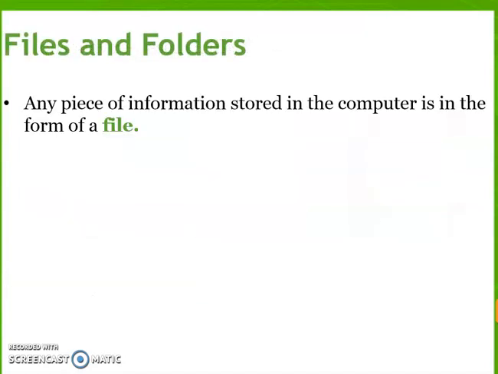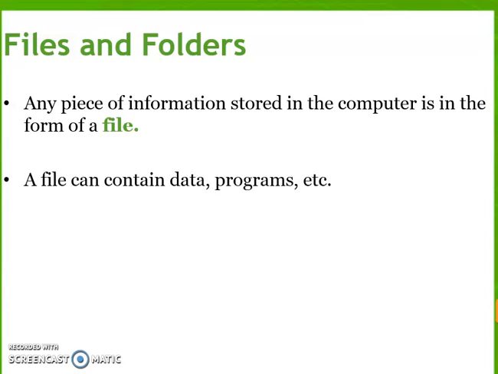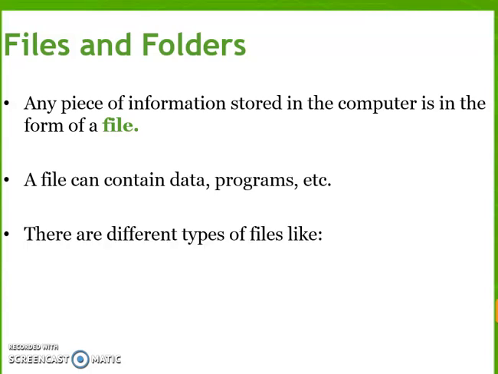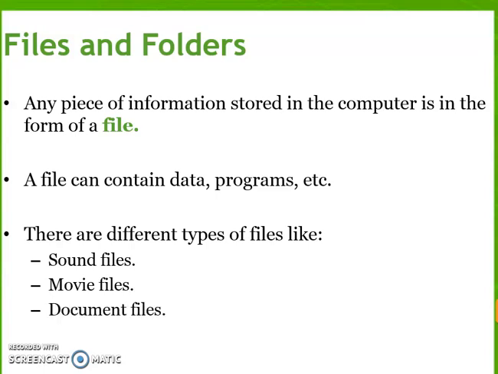Then moving towards files and folders. Any piece of information stored in the computer is in the form of a file. Any type of important information stored in the computer is in the form of a file. A file can contain data, programs, etc. There are different types of files, like sound files, which have some audio. Movie files have some movies. Document files are documents like Word and Excel files, etc.